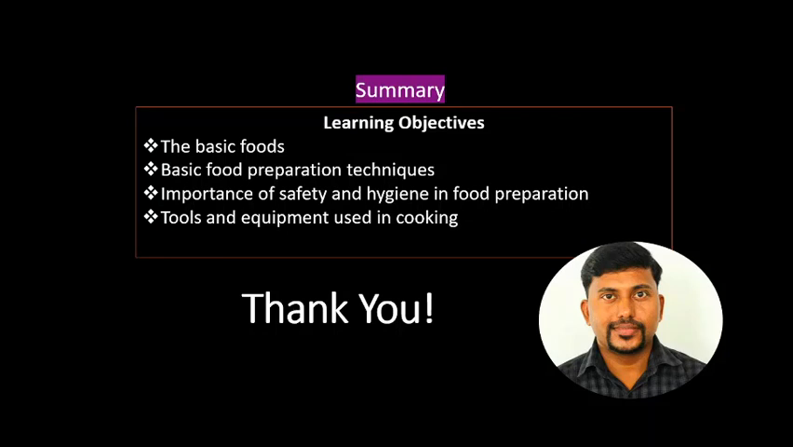At last we discussed tools and equipments used in cooking. Under that we discussed large scale tools and equipments as well as small scale tools and equipments. Under small scale we discussed knives, garlic crushers, kitchen scissors, right? And under large scale equipments we discussed the microwave oven, rice cookers, and electric mixers.